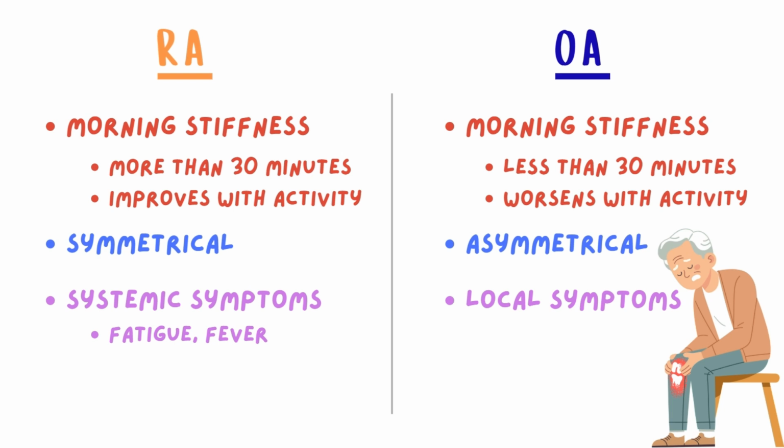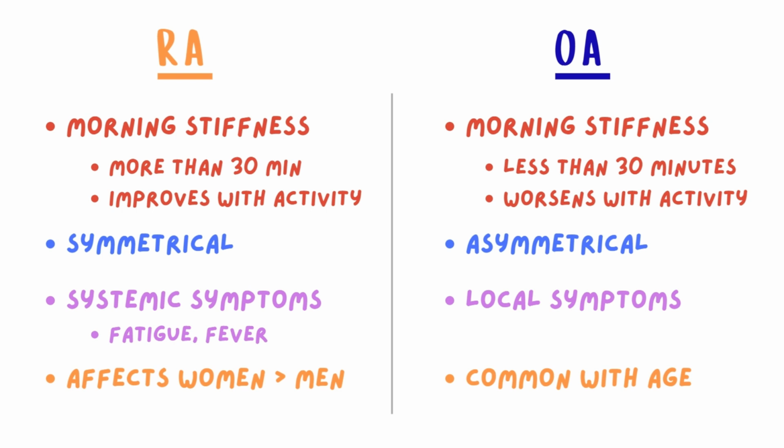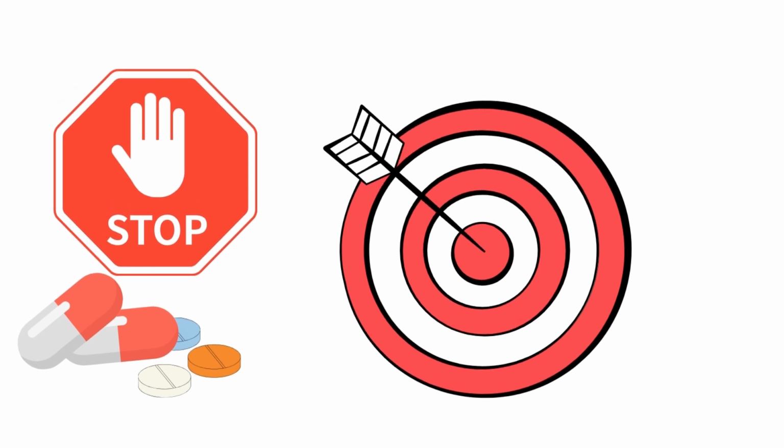Let's look at who this affects the most, and this could give us some clues, okay? RA affects women more often than men. For OA, it becomes more common with age. So interesting, right? So let's talk about meds.